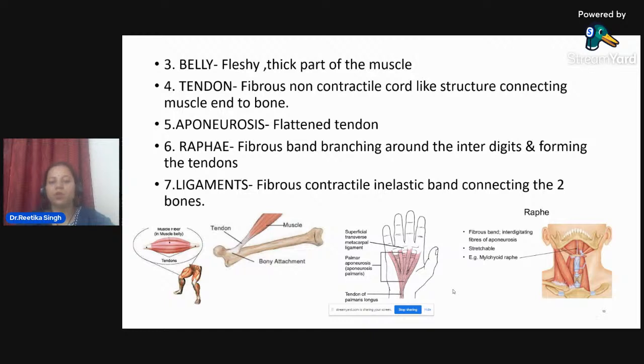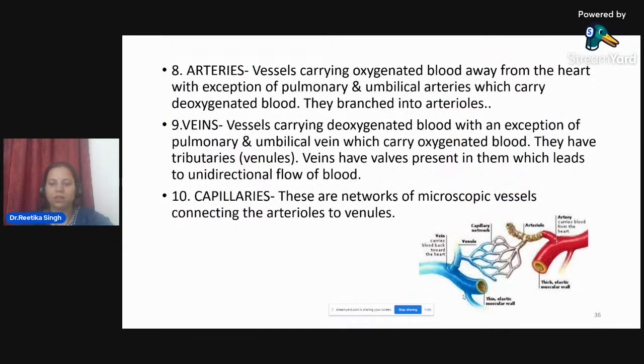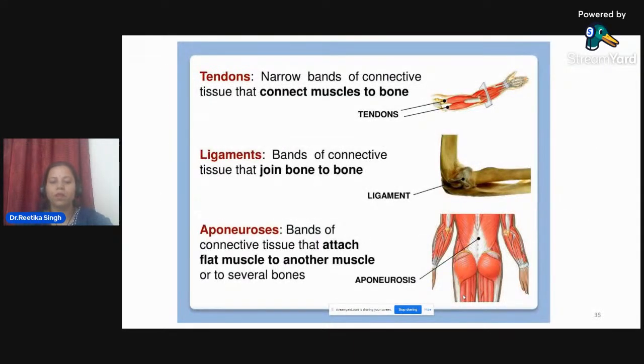ligaments, fibrous non-contractile inelastic band connecting the two bones with each other. You can see over here in the images also that tendon is the narrow band which connects muscle to the bone. Ligament is a connection or a band of connective tissue between two bones. And aponeurosis is a flat tendon connecting one muscle to another.